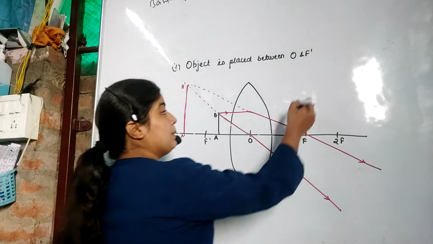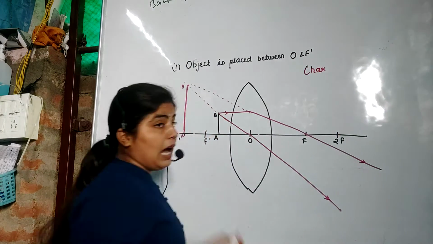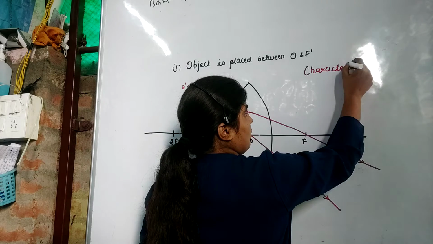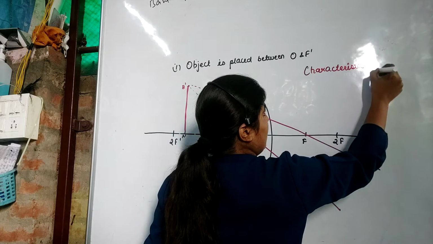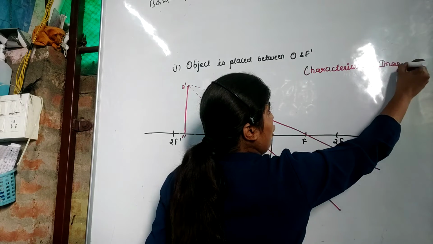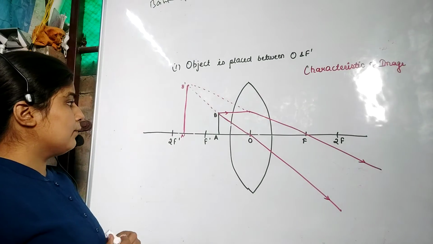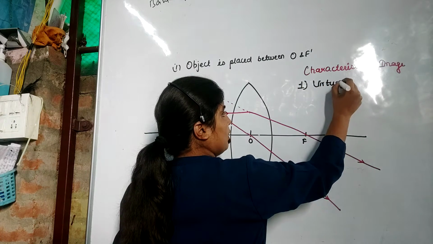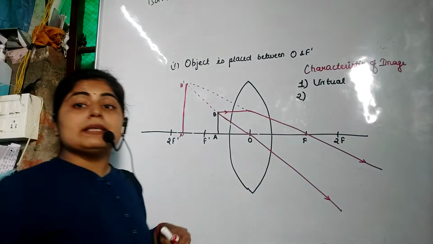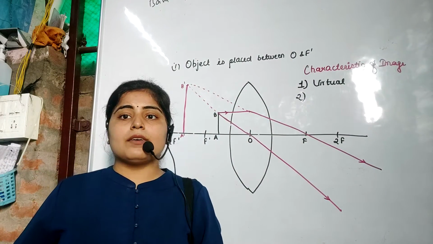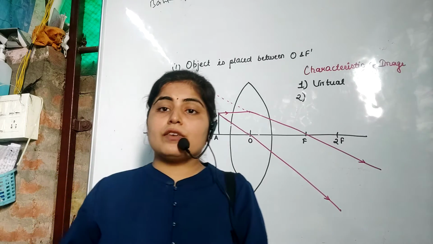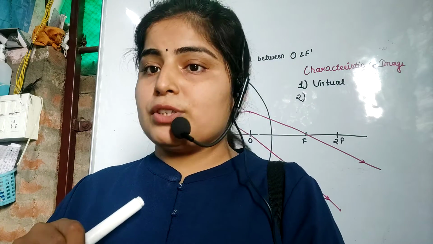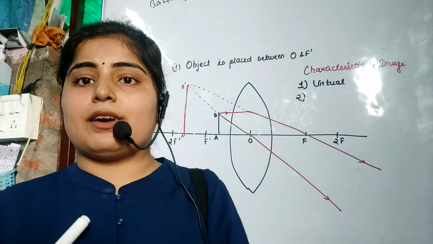So what will be the characteristics of the image, which is generally asked in the examinations, that we have to tell about the characteristics of the image. So the characteristics of the image whenever the object is placed in between the optical center and the focus are, the first one is that it is virtual in nature. Okay. And so it can't be seen on the screen. As I have already explained to you, two kinds of images are there. The first one is real and the second one is virtual. A real image can be projected on the screen, whereas a virtual image can't be projected on the screen.